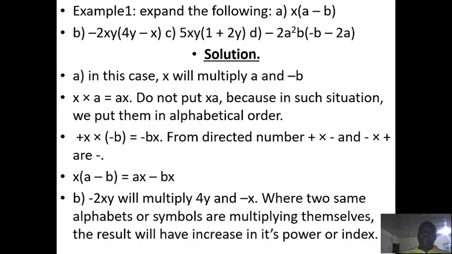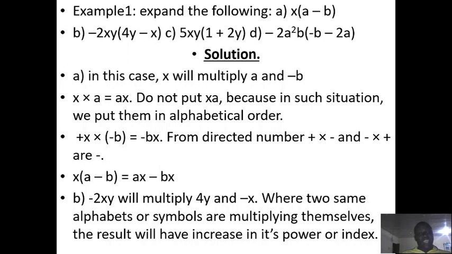Now, from the initial, I told you that anytime you are carrying out multiplication, the item that is outside will multiply every item that is inside. So now let's look at this. A, we have x open bracket a minus b. So that means that x will multiply a, and also x will multiply minus b. So the first thing we did is x times a gives us ax.